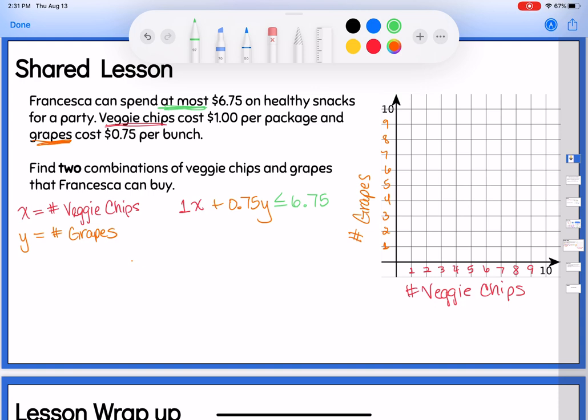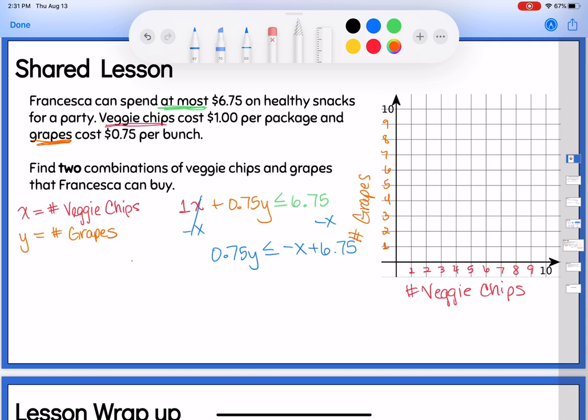Okay, so I have my equation here. All right, so let's see what I've got. I want to get this into slope-intercept form in order to be able to graph my line and shade it to find some combinations, right? So the first thing I'm going to do is move that x to the other side, right? 1x, x, same thing. So I have 0.75y is less than or equal to, let's see, negative x plus 6.75.